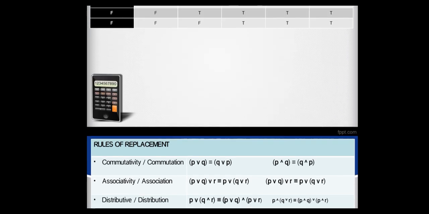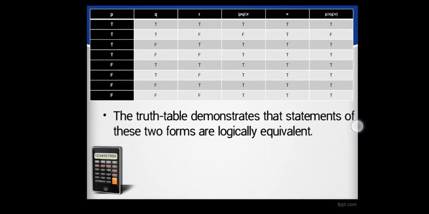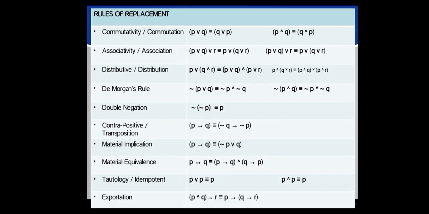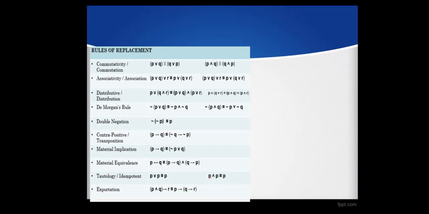Those are the 10 rules of replacement. Again, we have the commutation, association, distribution, De Morgan's rule, double negation, contrapositive or the transposition, the material implication, the material equivalence, the tautology, and the exportation. I hope that you learned something. We will answer one example.